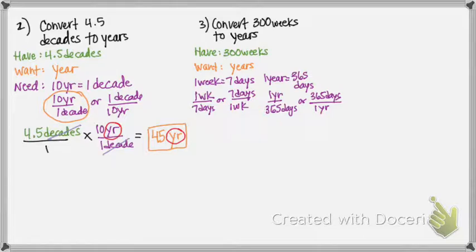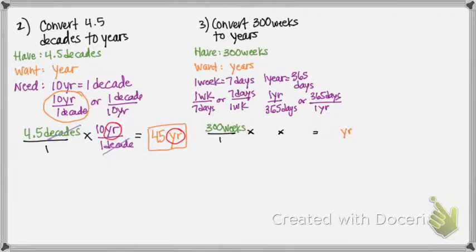And we have 300 weeks. So notice the labels are going to be part of the problem. Okay. And then remember we want to get to years. So I'm going from a small label to a big label. So my number is probably going down. So let's see. I'm going to need to use both of these.